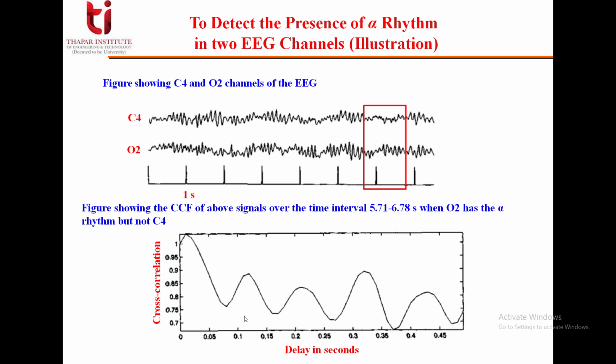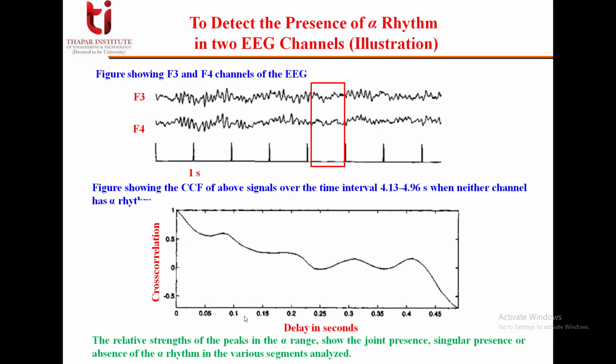Now let's see another example. We have two channels, C4 and O2. C4 is not having alpha rhythm, but O2 is having alpha rhythm, and here we have considered the segment in the range of 5.71 to 6.78 second. You can see the CCF, the cross correlation function. Peak is there, but it is less in amplitude, because in one signal it is present, in the other signal it is not present.